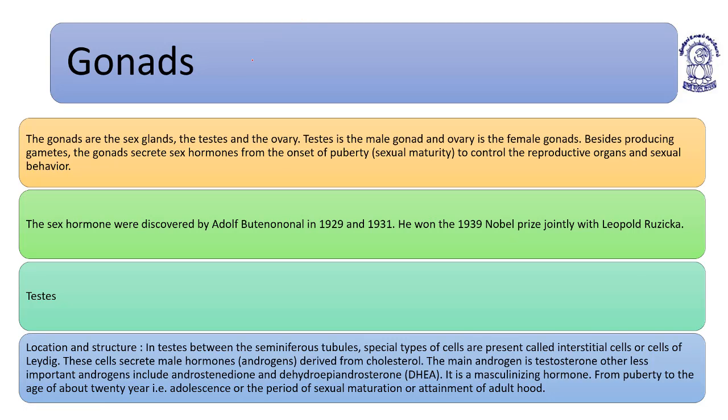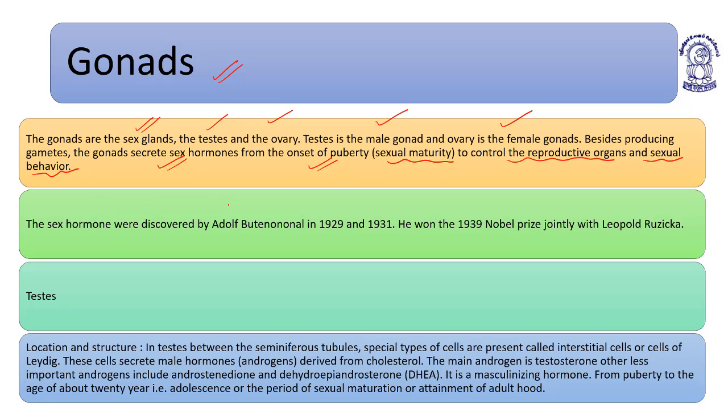Now comes gonads. The gonads are the sex glands, testis and ovary. Testis is the male gonad and ovary is the female gonad. Besides producing the gametes, the gonads secrete sex hormones from the onset of puberty, that is sexual maturity, to control the reproductive organs and sexual functions.